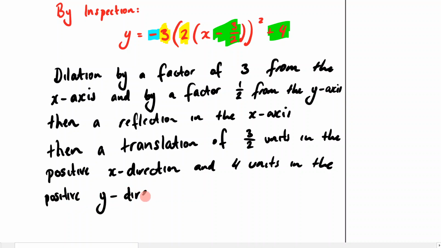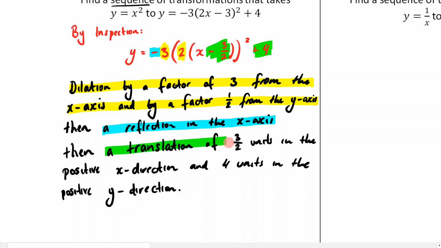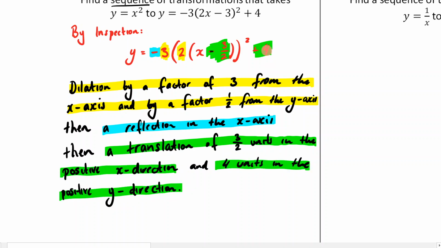Perfect. And that's our answer. We're done. Just to talk about this a bit more, we have a dilation by a factor of 3 from the x-axis and by a factor of 1/2 from the y-axis, by reading off those dilations. We then talked about our reflections, so a reflection in the x-axis. And finally, we talked about our translations, a translation of 3/2 units in the positive x direction, which we read from here, and 4 units in the positive y direction, which we read from here.